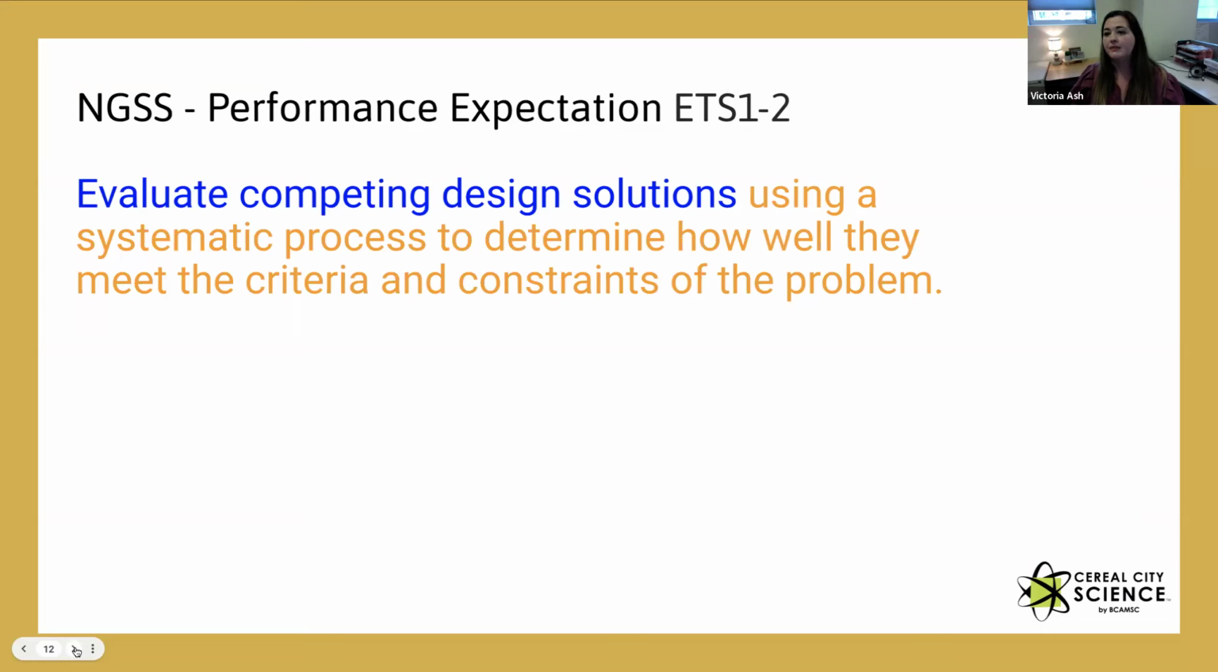So we're going to be looking at different technology that doctors use in their medical practice, and students are going to be deciding on which practice they feel is the best solution.